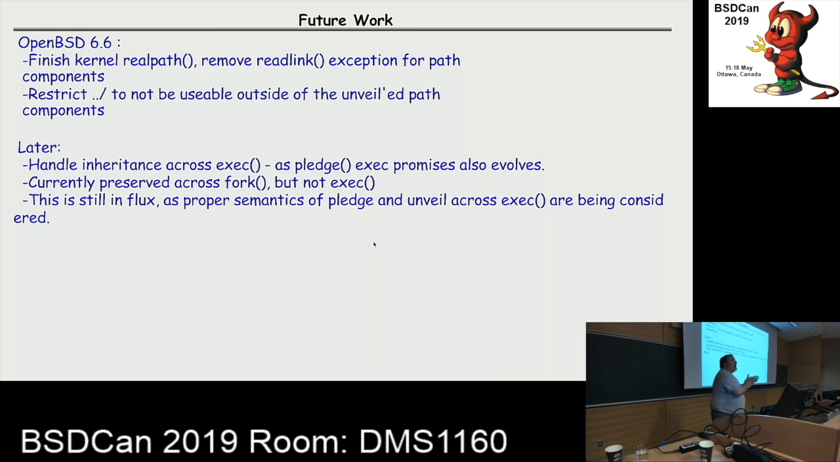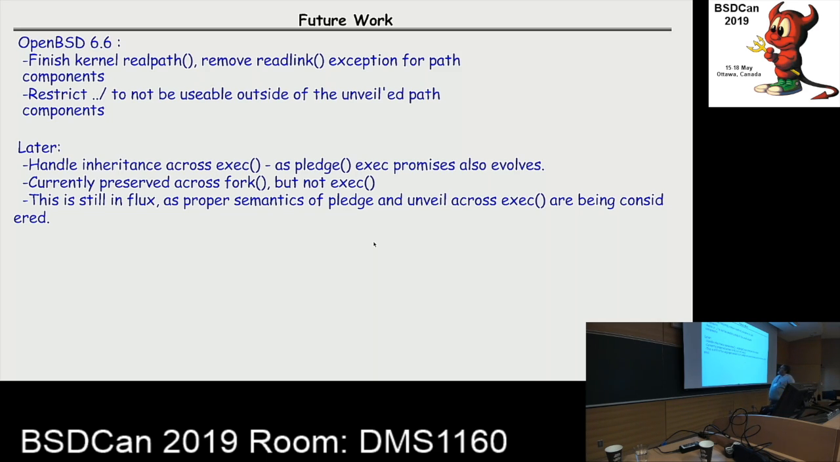So the future work we have to do with this: in OpenBSD 6.6, we'll finish kernel realpath, and I'll get the libc wrapper in. Once the libc wrapper's been in long enough, we'll bump the libc major and get all the packages rebuilt so that things aren't calling readlink anymore when they do realpath. At that point, we'll remove the readlink exception for path components. And then we'll probably also, as I just hinted verbally, restrict dot dot to not be usable outside of unveiled path components.